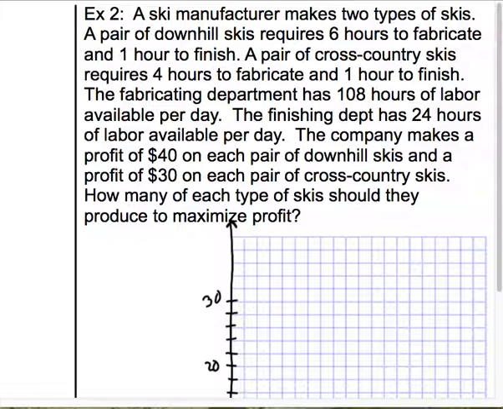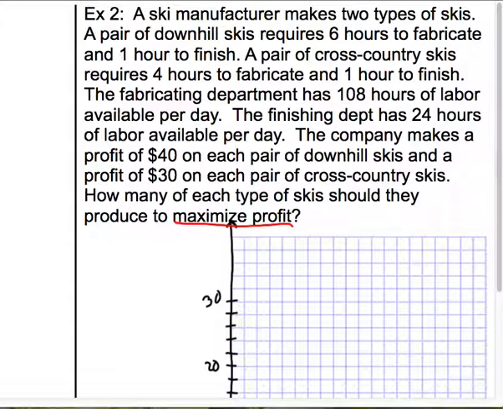So we're going to take a look at one more example, very similar to the first one, only this is a ski manufacturer wanting to, again, maximize profit. So we're going to start off with looking at the entire problem and figuring out what to assign our variables for. So we've got two different types of skis, downhill and cross country, but we also have two different types of manufacturing, fabricating and finishing.